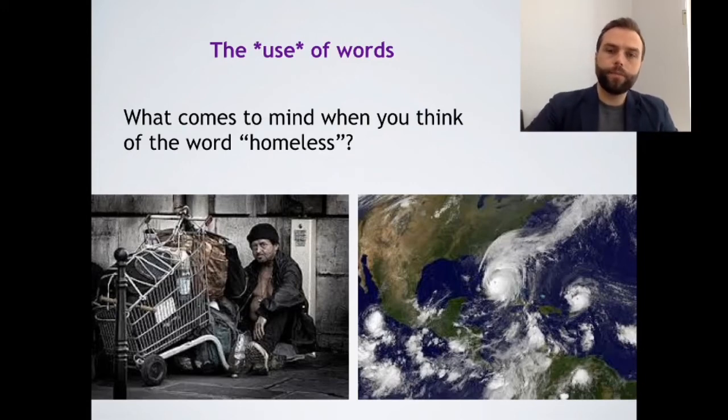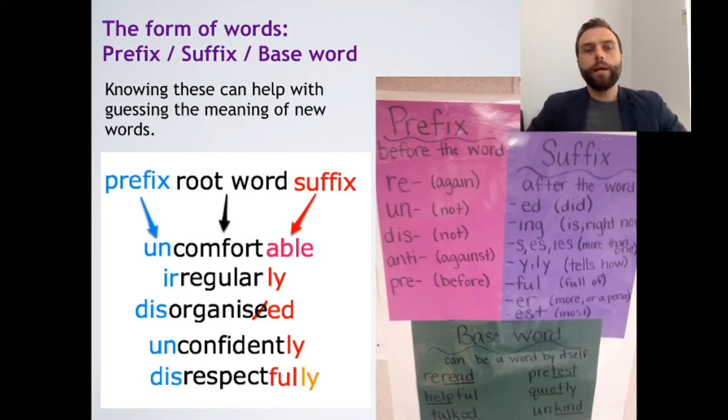Now if we're going to look at the form of words, this could include something like this: prefix, suffix, and base word or root word. Knowing these can be very helpful with guessing the meaning of new words. I think this is a really useful thing to teach, especially to middle school and high school students, those students that are intermediate level.